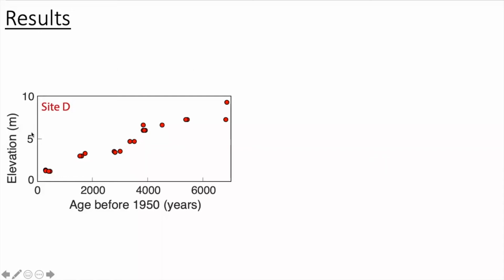Here are the results from site D. So on the y-axis, we have elevation, where the sample was taken from, and on the x-axis, we have the age as recorded from uranium thorium dating. You can see that the ages are pretty well clustered in time. So we have these individual clusters which yield similar ages, and they're also clustered in terms of elevation. And that's because we sampled them from individual platforms.